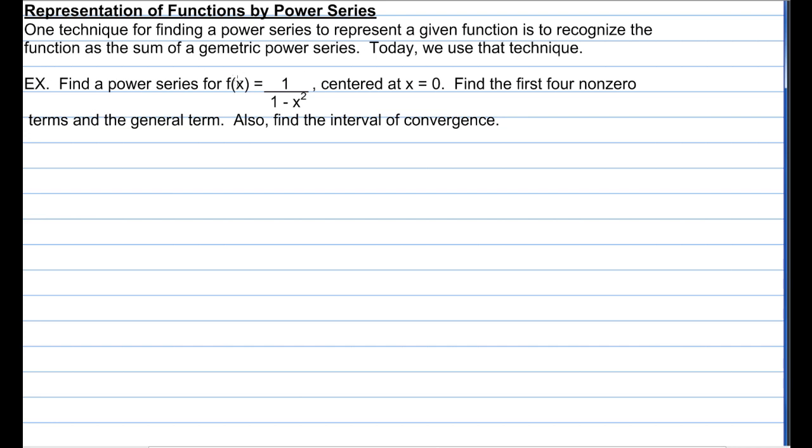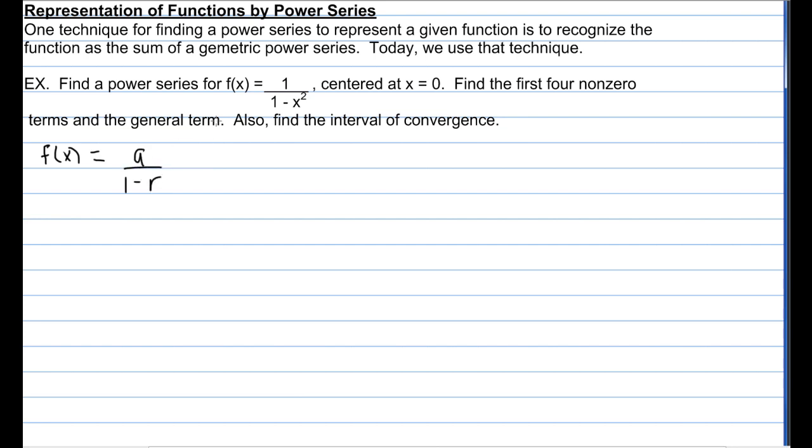Example: find a power series for f of x equals 1 over 1 minus x squared, centered at x equals 0. Find the first four non-zero terms and the general term. Also find the interval of convergence. So let's see. We want f of x to be represented by a geometric series, so we have a over 1 minus r.